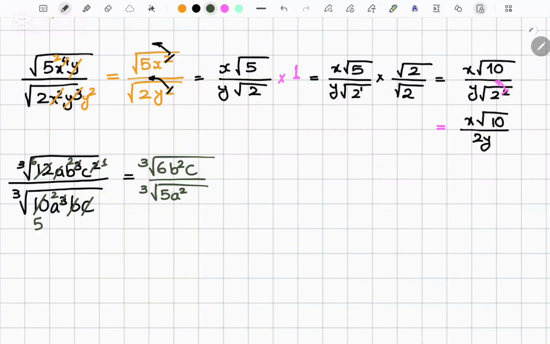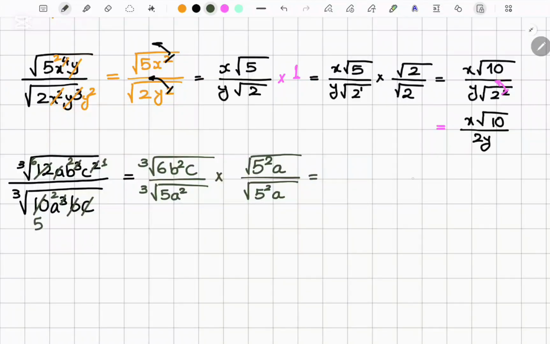So the index is 3. I have 1, 5. How many more 5s do I need for this to be able to pay and come out? 2 more. Is that right? And I have a to the power of 2. How many more a's do I need? 1 more. So it's going to be the same thing over the same thing, so that it's like I'm multiplying stuff by 1.